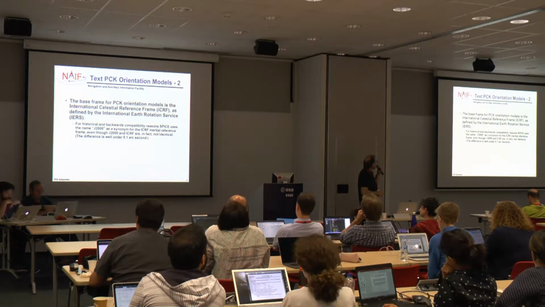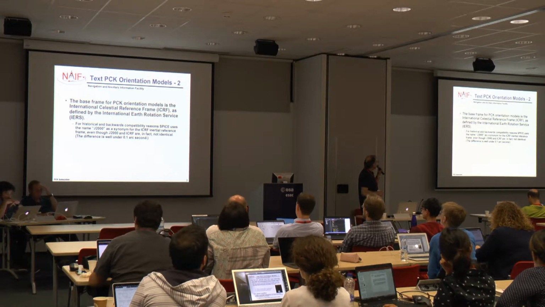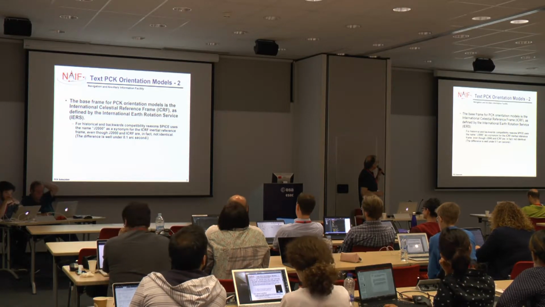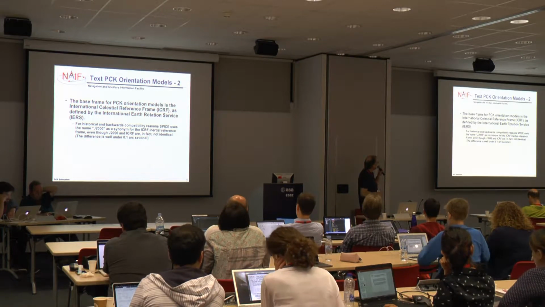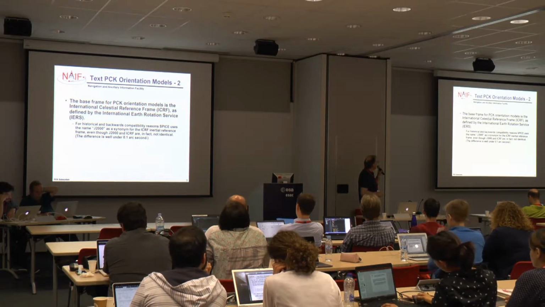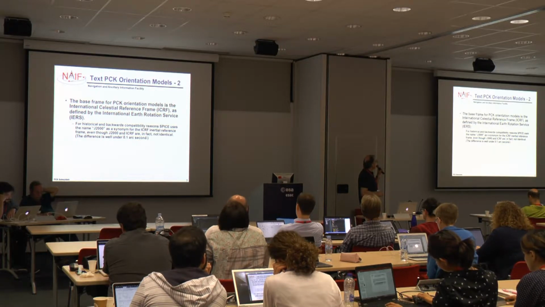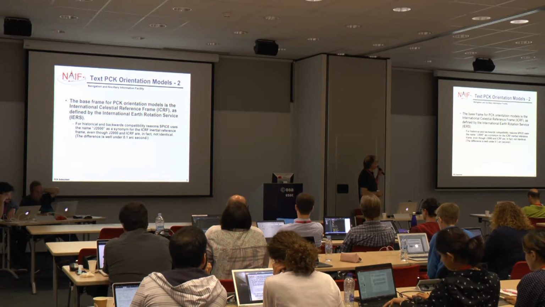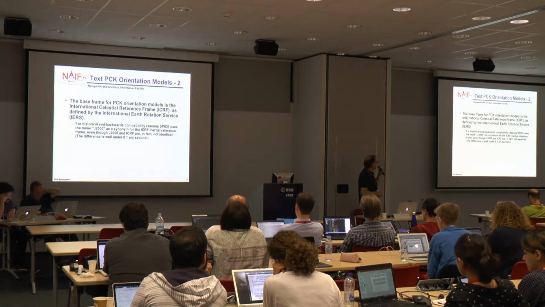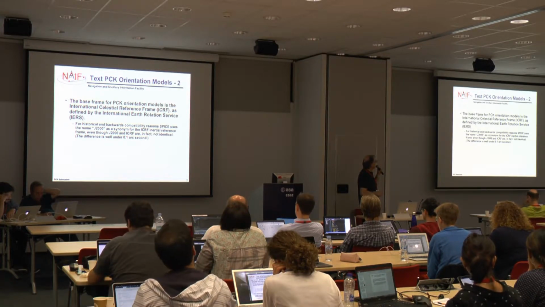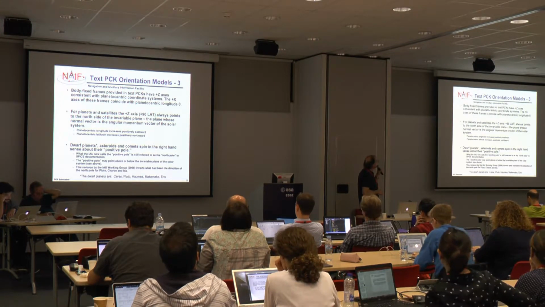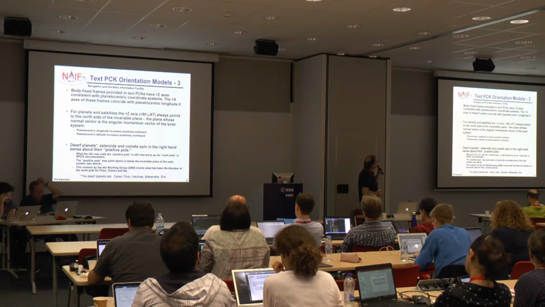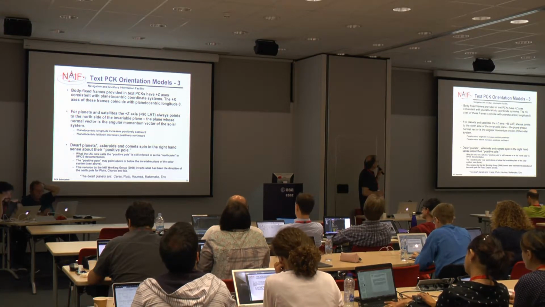The base frame for PCK orientation models is the International Celestial Reference Frame, so ICRF. For historical and backward compatibility reasons, SPICE uses the name J2000, just as we do for SPK files, as a synonym for the ICRF inertial reference frame, even though these frames are not identical. So if you see references to the J2000 frame in a PCK file, it's actually the ICRF. Body-fixed frames provided in text PCKs have axes consistent with planetocentric coordinate systems.